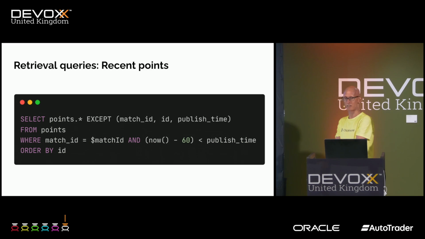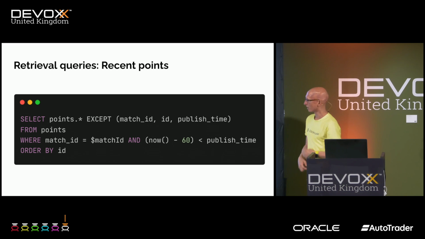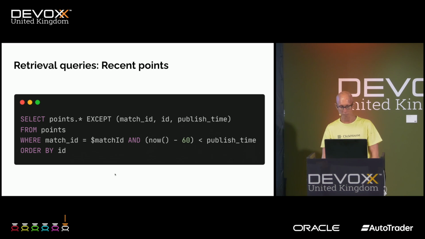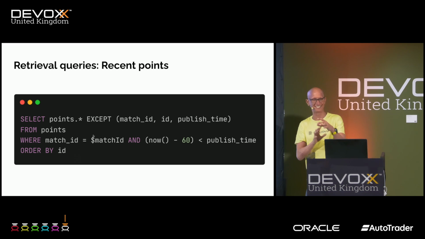And then this is what the retrieval queries look like. So remember, we got our points table. We're always saying, I want to get the events for a match. I think it'd be really confusing if you started getting points from different matches and crossing them. That would probably be a bit too confusing.